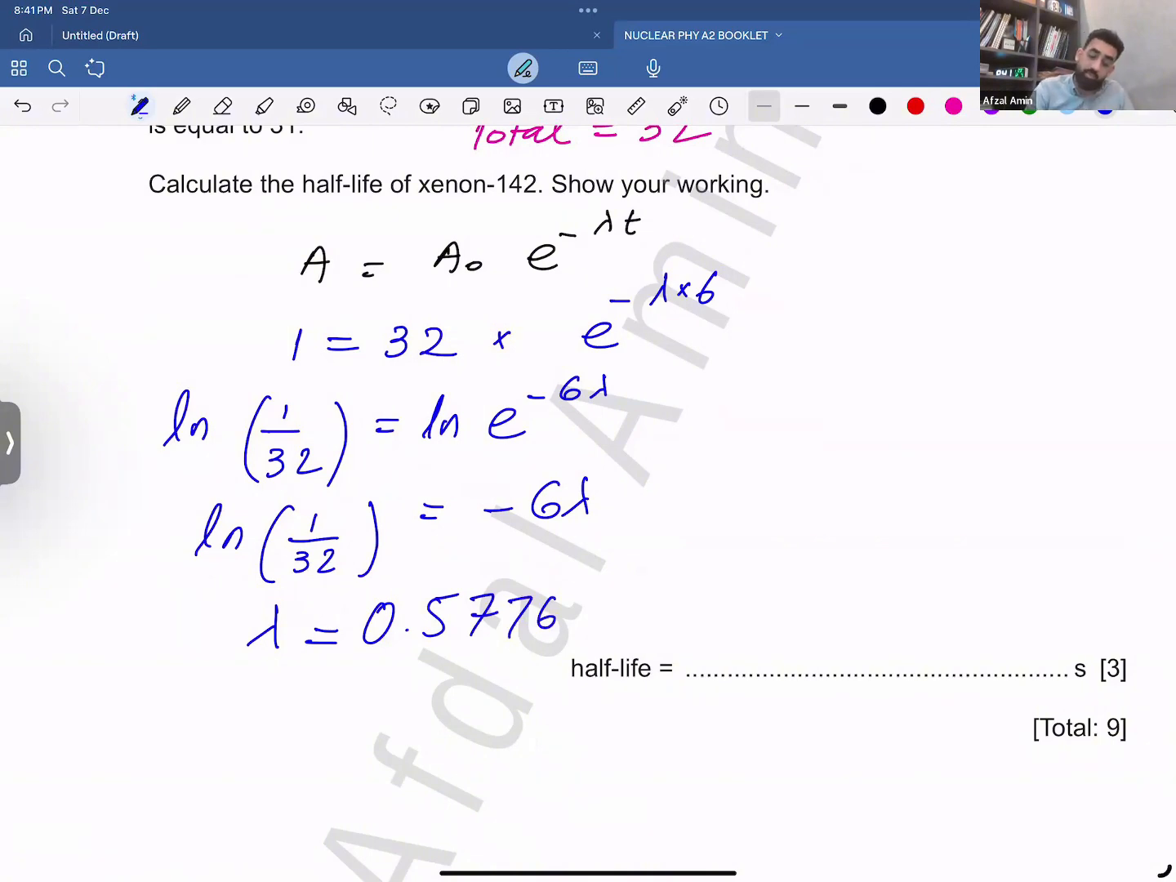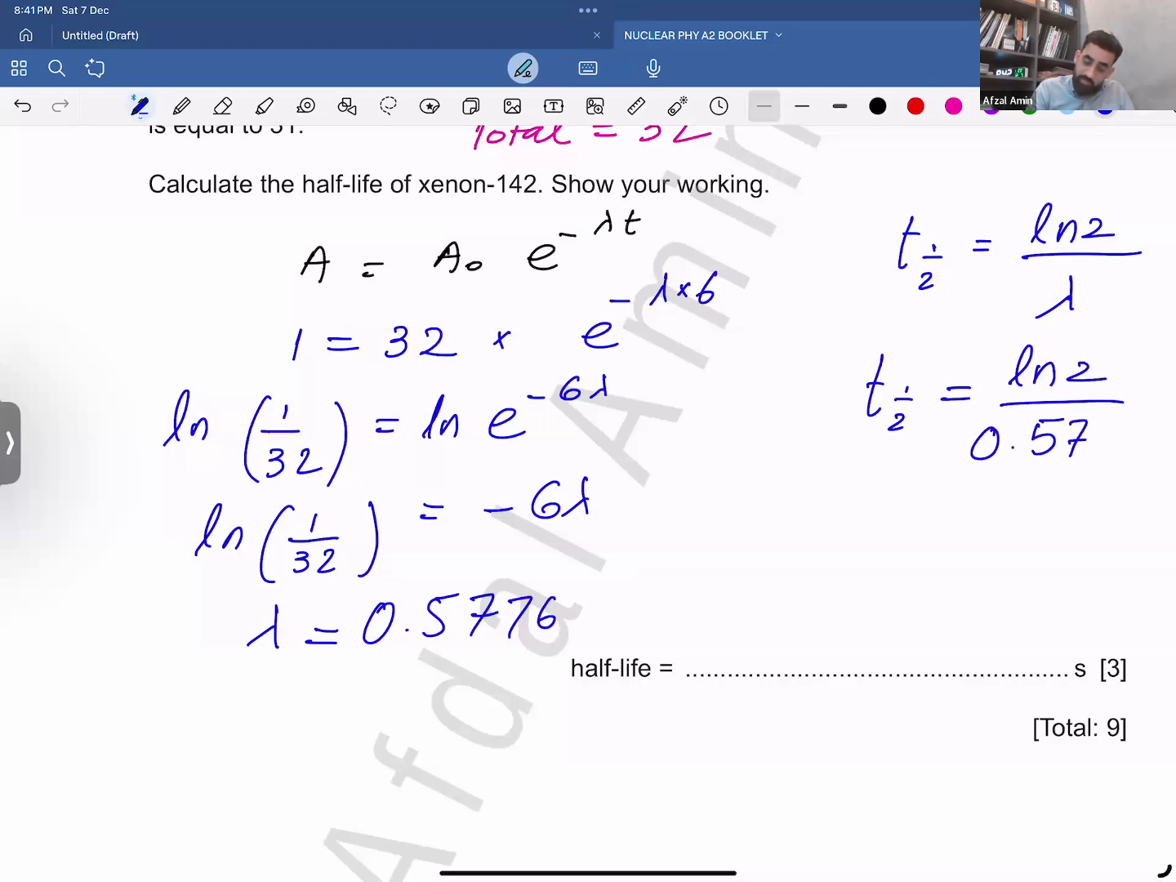So half-life, you know, lambda is log 2 over half-life. So half-life is log 2 over lambda, log 2 over 0.5776.